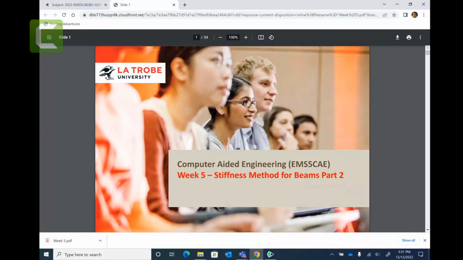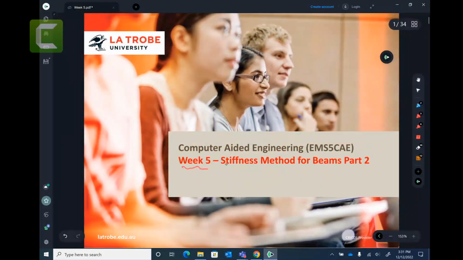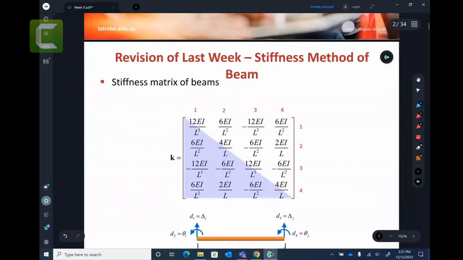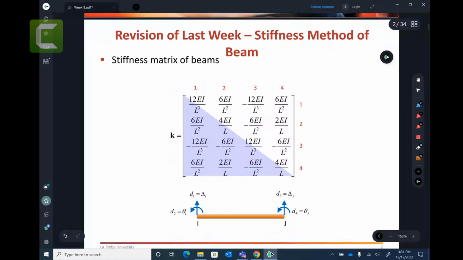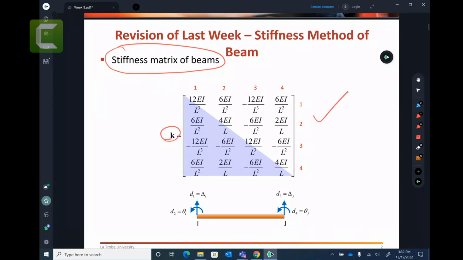This is week number 5, stiffness matrix for beams part 2. Last week, you remember we developed the stiffness matrix of the beam. For each beam element there is a 4x4 matrix, and we used Excel and also hand calculations to use the stiffness matrix.